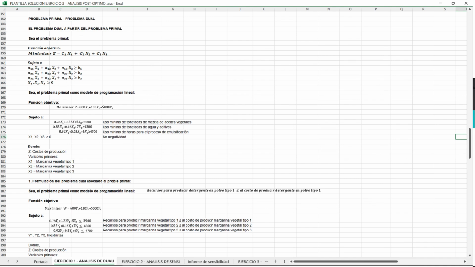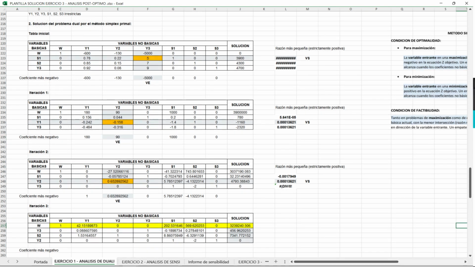Y2 equals 7,341.77, standardized processing hours. Each additional hour of standardized processing would directly contribute $7,341 to the system's value, as it is currently fully consumed. Thus, expanding capacity, whether with more machinery or shifts, is highly profitable.